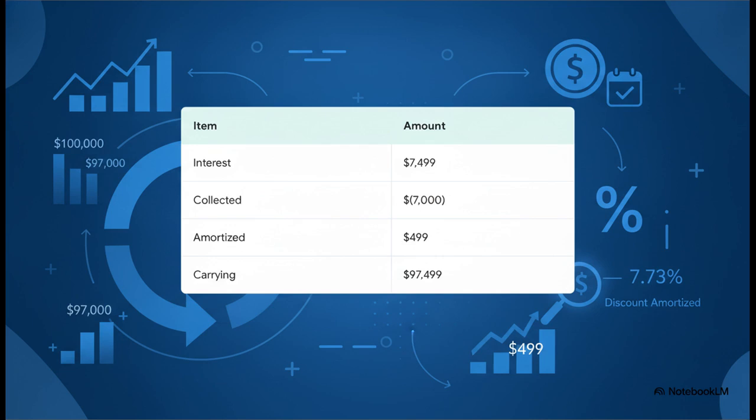But wait, the cash we actually collect from the borrower is based on the contract, $100,000 times 7%, which is just $7,000 flat. See the difference? We recognize $7,499 in income, but only took in 7 grand in cash. That $499 difference? That is the amortized discount. We add that directly to our carrying amount, bringing our year 1 end balance to $97,499. And step by step, year over year, that carrying amount is going to steadily climb from 97 grand right back up to the $100,000 face value at maturity.